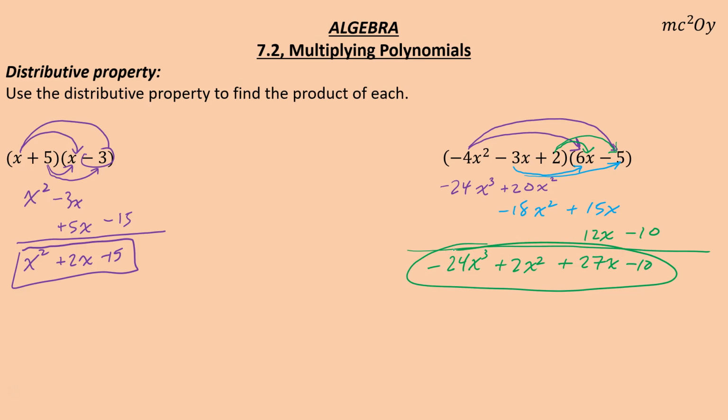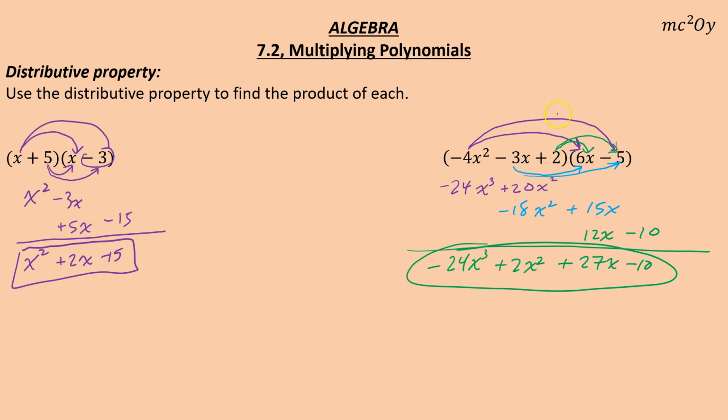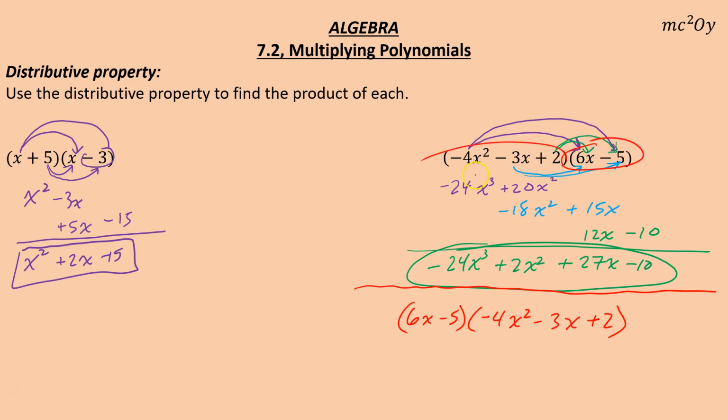Okay, now if you wanted to, remember you can multiply in any order, right? So if I wanted to, I could have switched these around. So let me show you a quick other way here. I wanted to say 6x minus 5 times negative 4x squared minus 3x plus 2. Now that's the commutative property of multiplication. You can multiply in any order, just like if I said 2 times 3 is 6, well, 3 times 2 is also 6. So I can multiply this binomial by this trinomial in a reverse order. What that allows me to do is make it nice and pretty, right?